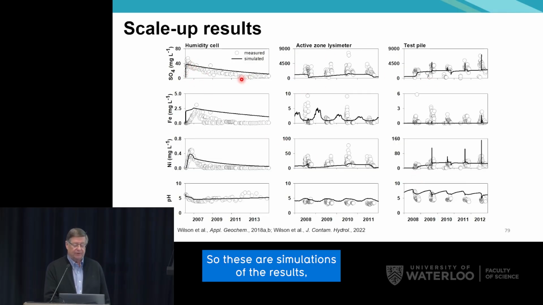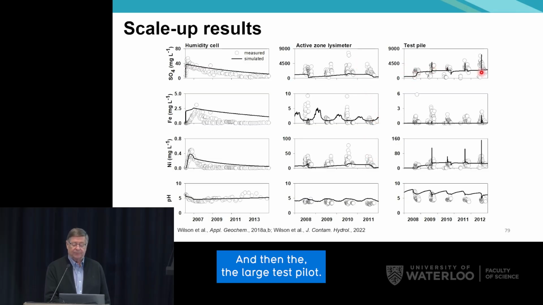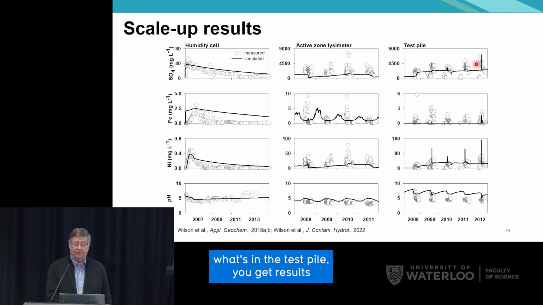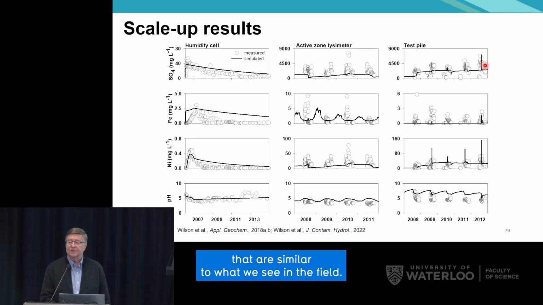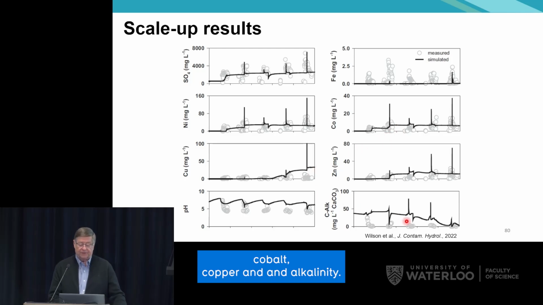So these are simulations of the humidity cells, which agree with the lab data reasonably well. The active zone lysimeters show fluctuations similar to what we see in the field, and then the large test pile. So with only adjusting the parameters that are typical of each rock, so the rock that's in the humidity cell wasn't exactly the same as in the test pile, but when you take rock composition that's similar to what's in the test pile, you get results that are similar to what we see in the field. So it is reasonable to try and do that scaling. And this is just more simulation showing nickel, cobalt, copper, and alkalinity.